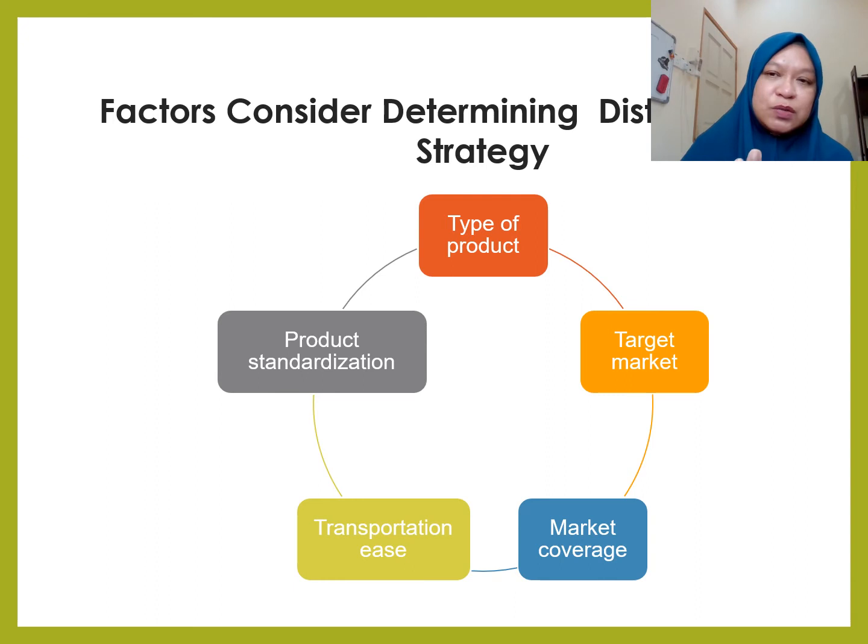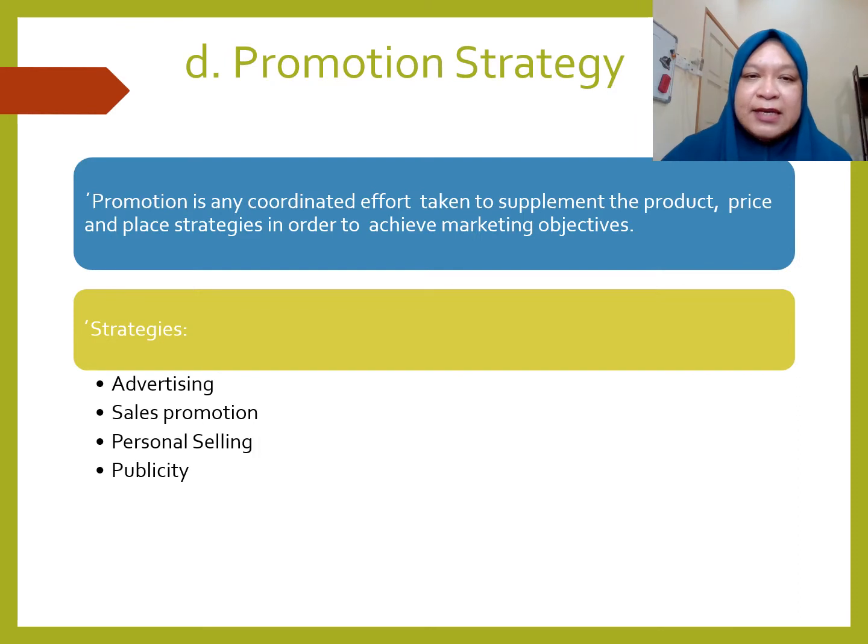So maybe you decided to sell straight to your customer, or maybe you will select the retailer so that you can control the taste and the product, so make it standardized. Okay, next is the promotion strategy. Promotion is any coordinated effort taken to supplement the product, price, and place strategies in order to achieve marketing objectives. So whatever we do, the 4P strategies must be able to achieve our marketing objective.